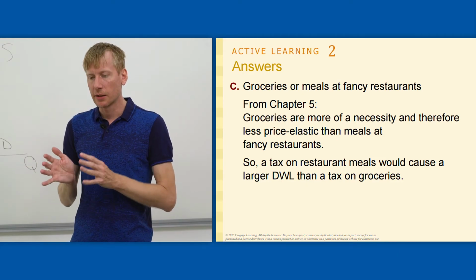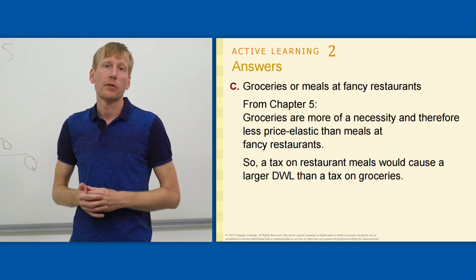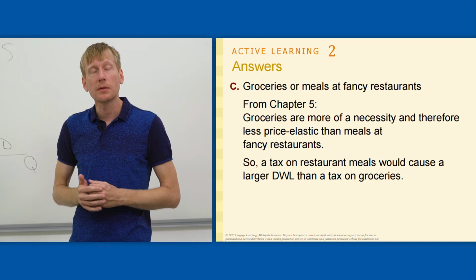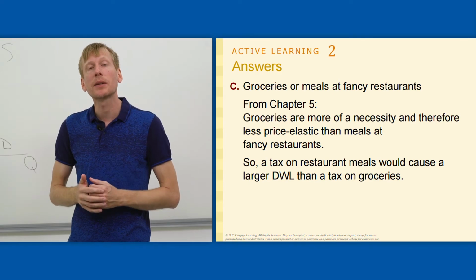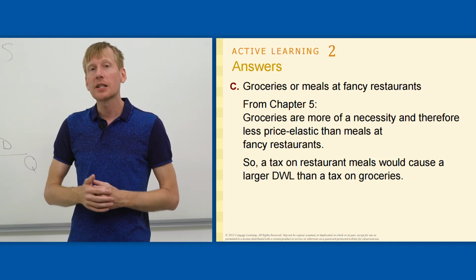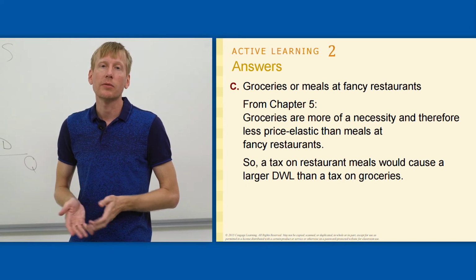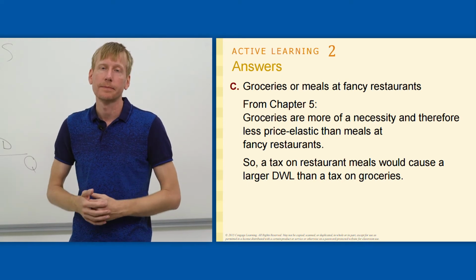Now the distinction here is that groceries are a necessity. First, it's a broadly defined good with few substitutes, but it's also a necessity. It's something that everybody needs to buy some amount of in order to survive. Fancy restaurant meals are not. Fancy restaurant meals are a luxury. They're something you can do without if the price rises too high and you can't afford as many.